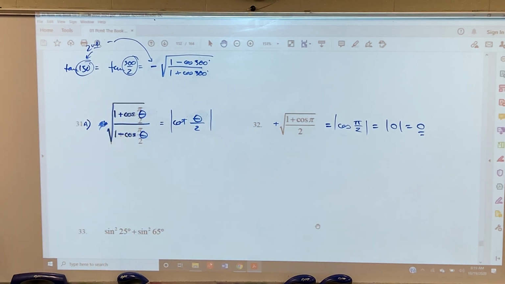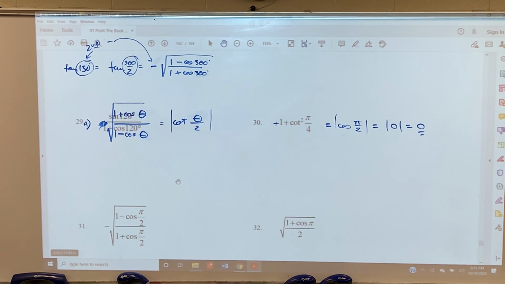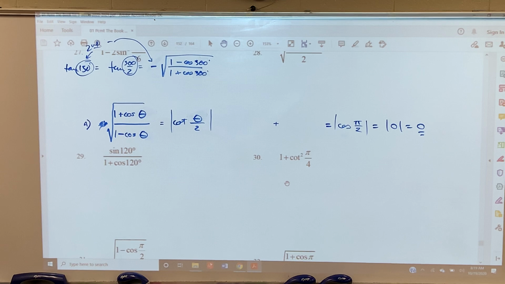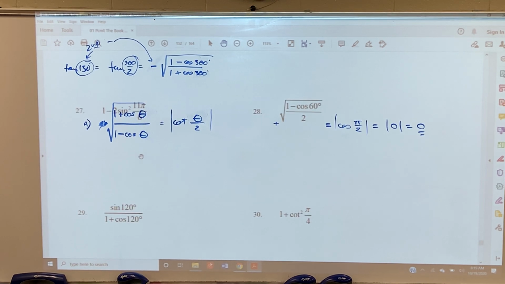Anyway, guys, you've got to make sure that you know these. I can bring you to water, but I can't make you drink. So you have to know all of these identities, and you've got to know them kind of backwards and forwards.